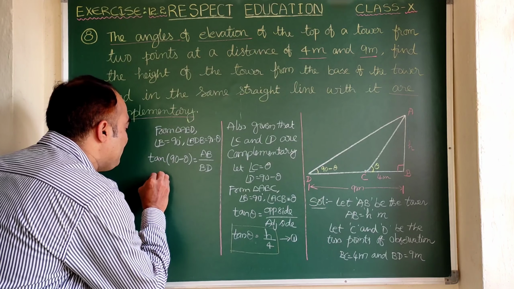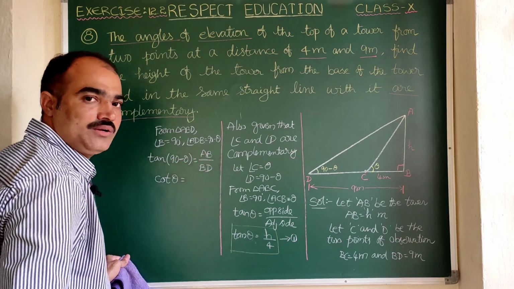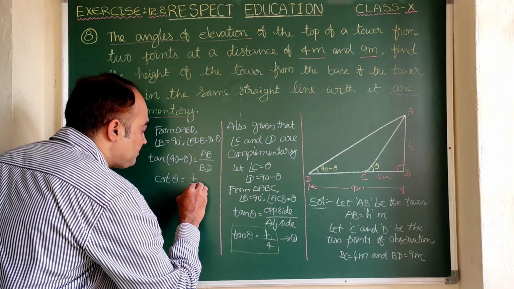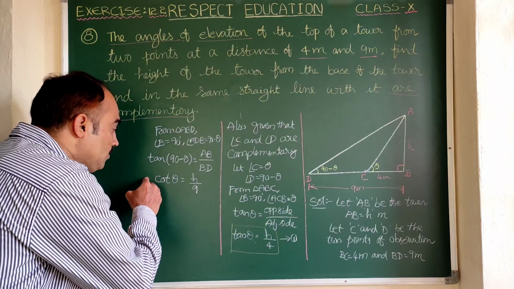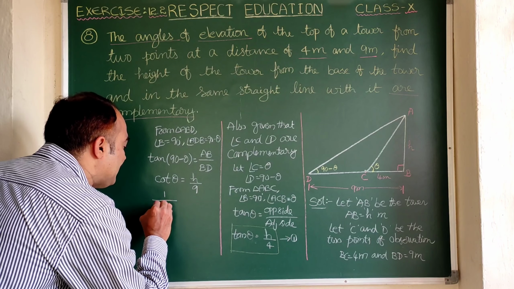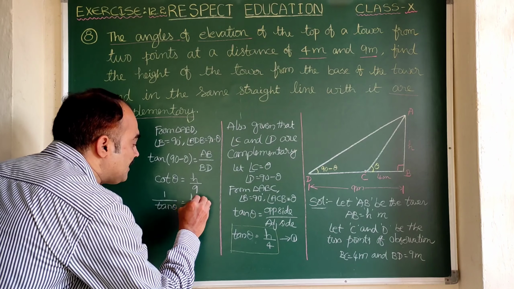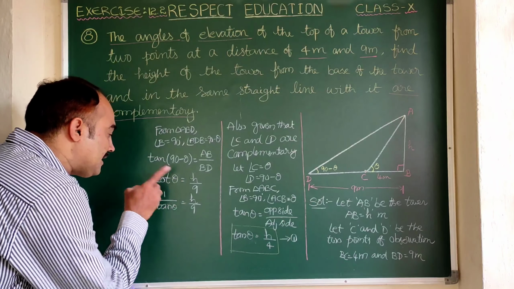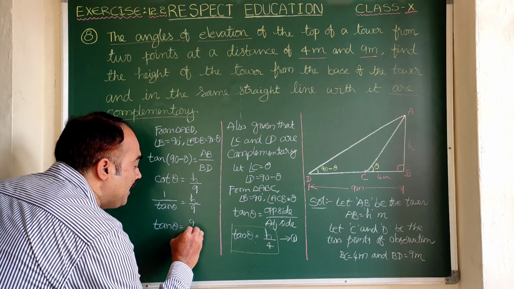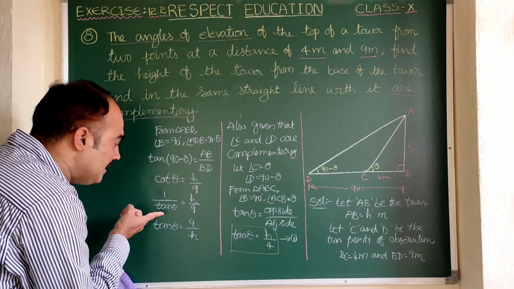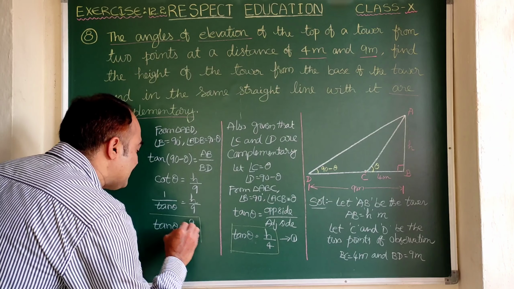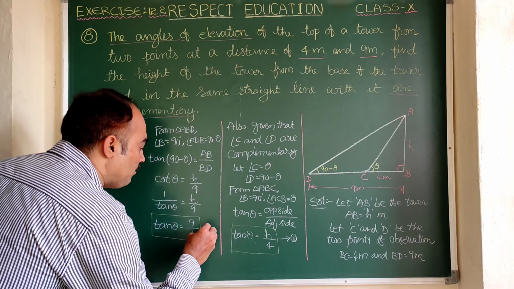So here tan 90 minus theta can be written as cot theta, which is equal to AB by BD, that is h by 9. Now as we know, cot theta can be written as 1 by tan theta. So 1 by tan theta is equal to h by 9. Now let us take the reciprocal on both sides, so that tan theta is equal to 9 by h. So let us take this, tan theta equal to 9 by h, as equation number 2.